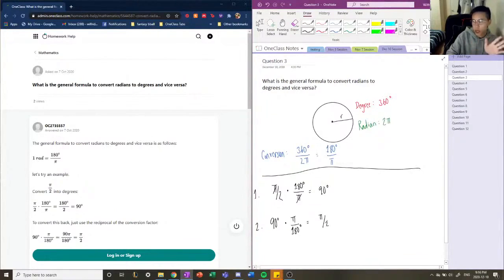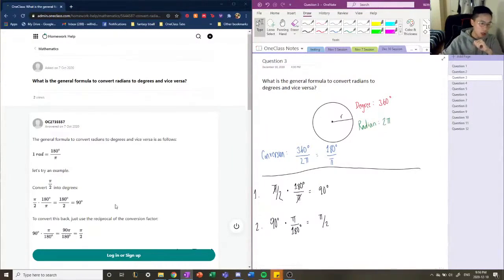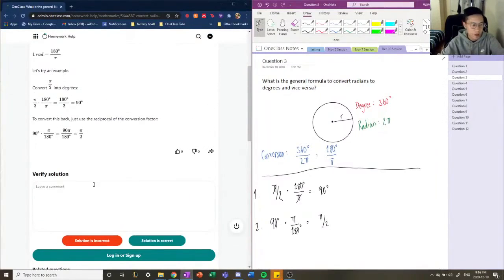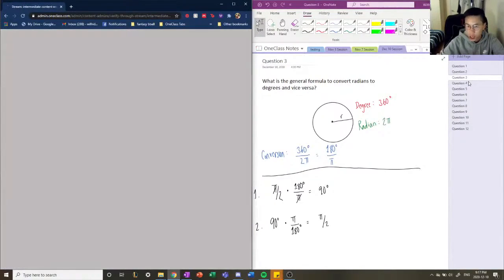This doesn't only apply to degrees and radians. This can apply to a lot of different applications in physics, chemistry, even biochemistry, biology. This is a very basic skill that you need to have. Okay. So other than that, the solution is correct, and we can move on. Good work. Okay, cool. Question number 4.